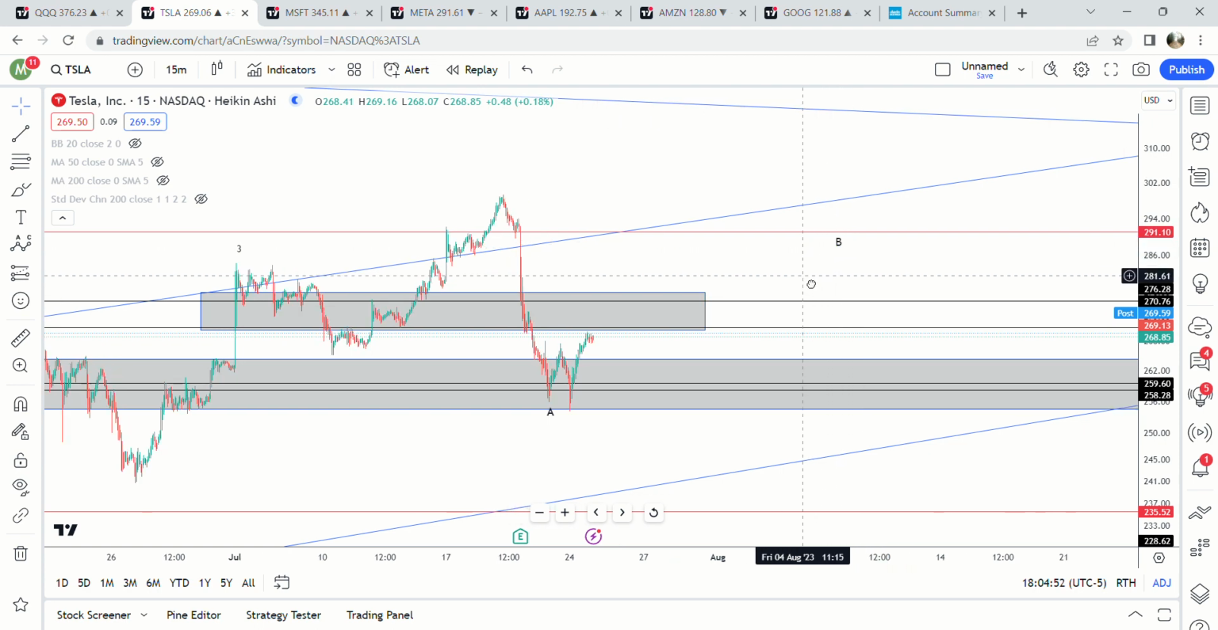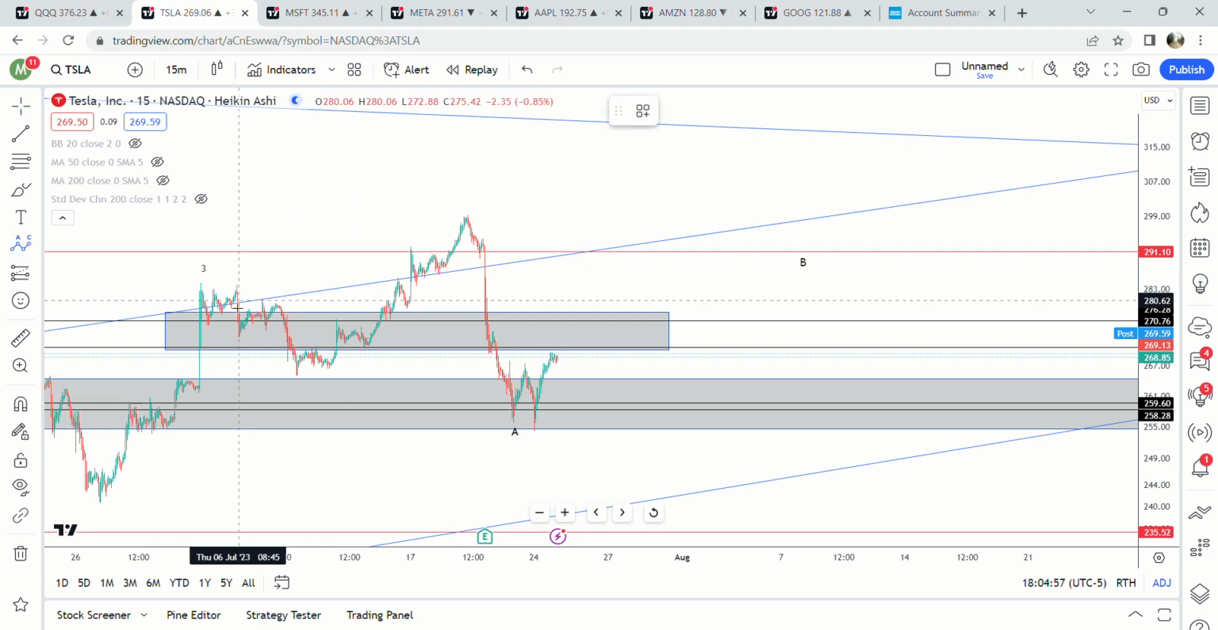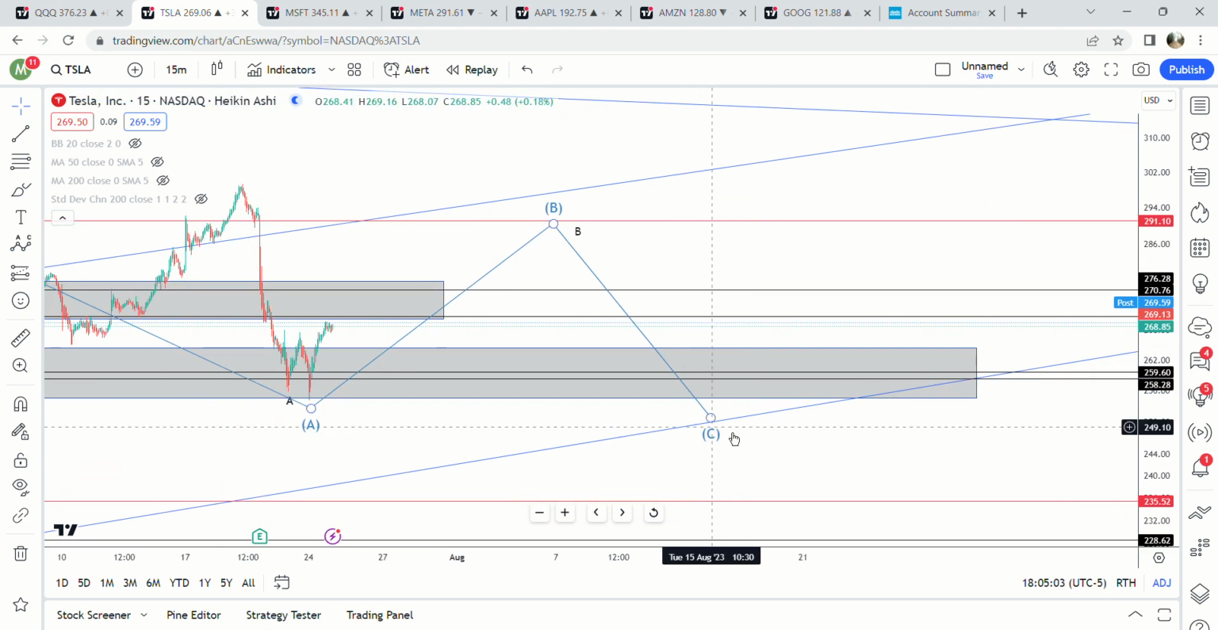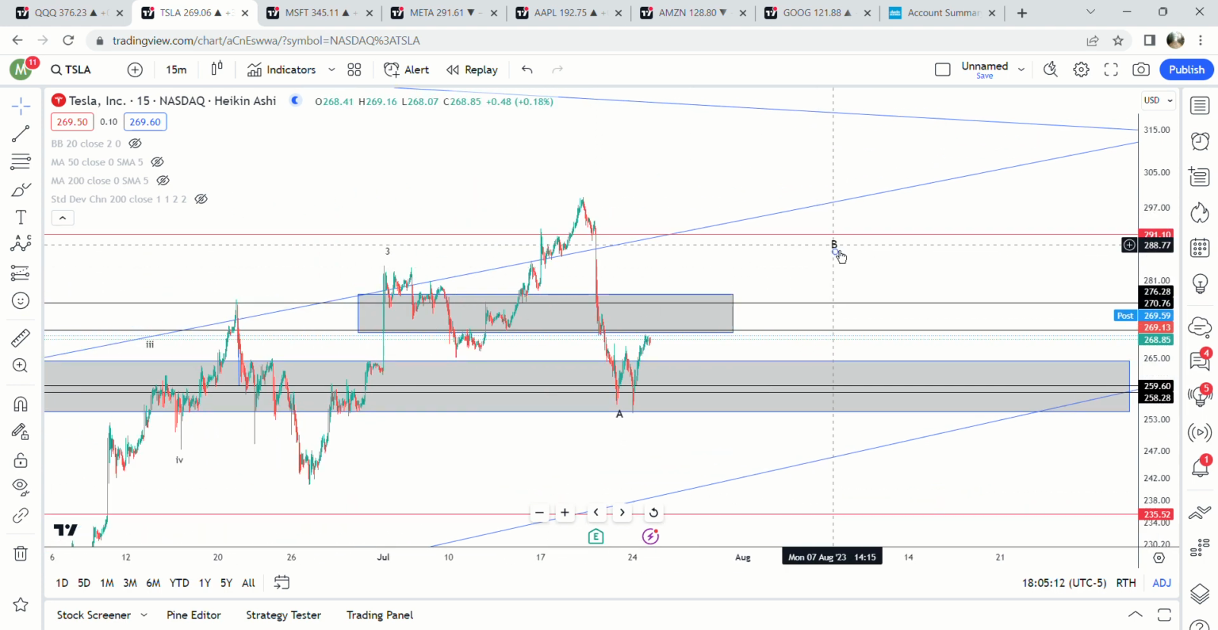We'll find out though. If that were to happen, then we'd probably get something like this, and then there probably would be even more chop up here, and then we get a final move down. So, like I said in the last video, this could take a while. Could be all the way till like August 7th till this move's finished.